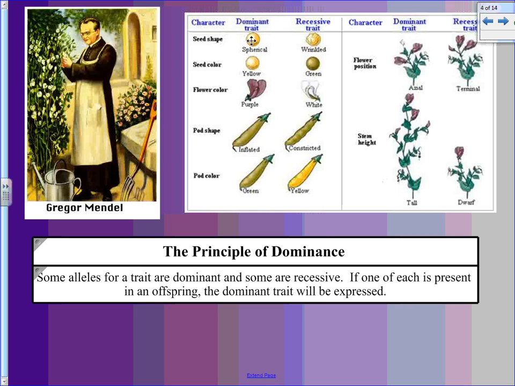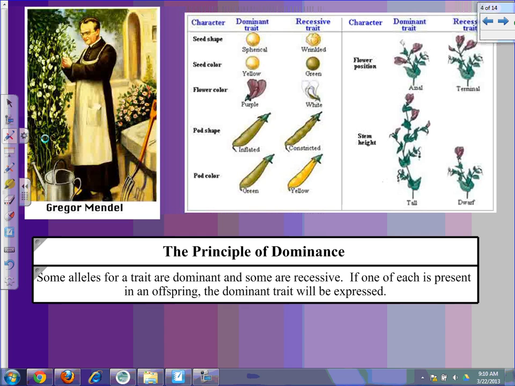One of the implications of this is, since remember you inherit two alleles, one from each parent, if you get a dominant allele and a recessive allele, so one of each is present, the dominant trait is the one that gets expressed. If we just use letters to represent these, let's say for seed shape, we're going to do big R for the round and little r for the wrinkled.